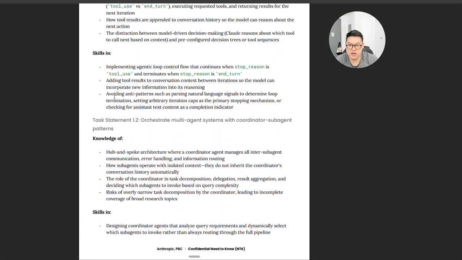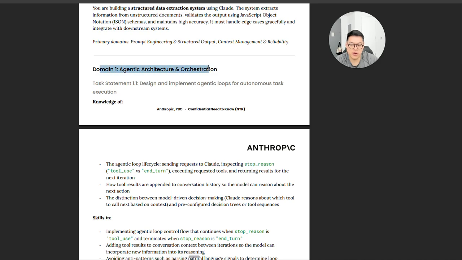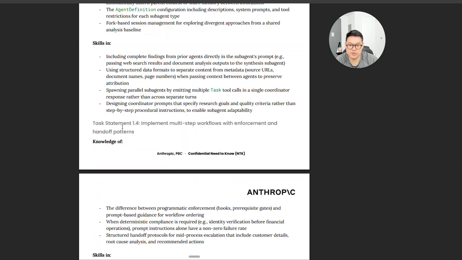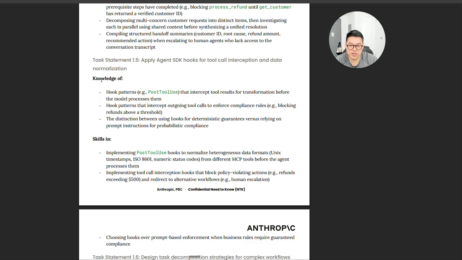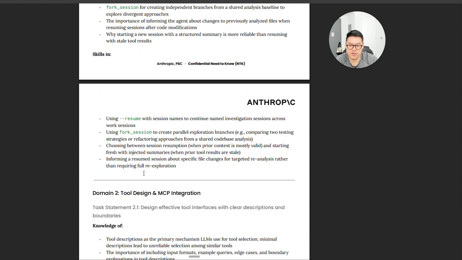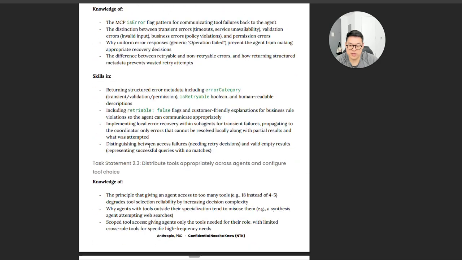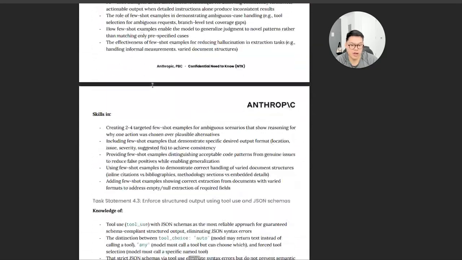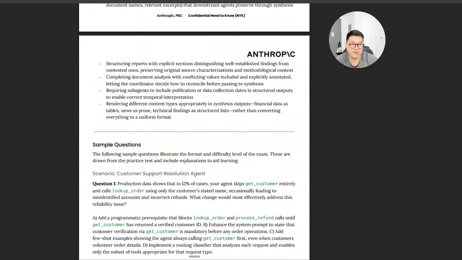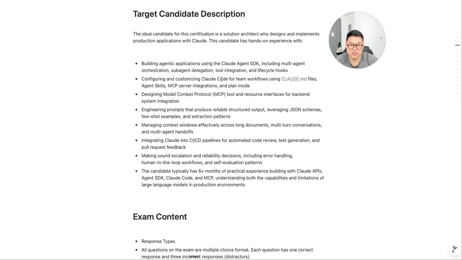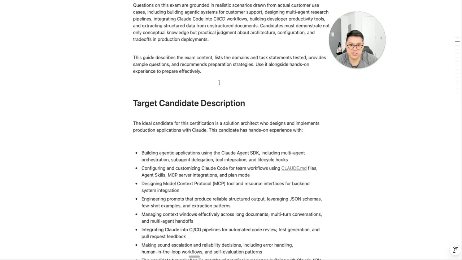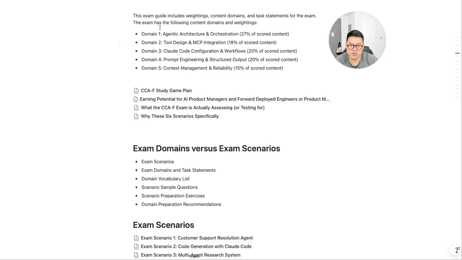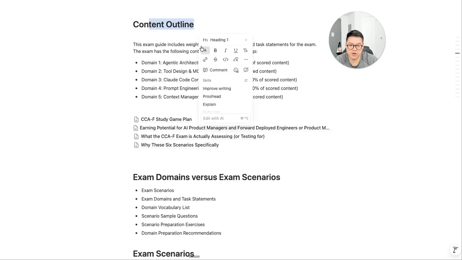Once we have the domains, you have domain 1, and you have task statements 1, 2, 3, 4. And in each and every one of the task statements, you have the knowledge of this, and you have the domain. So I moved all of that, 40 pages worth of stuff, onto this Notion page that I have here. As you can see, I have the target candidate description, the exam content, the exam results, and the content outline right here.